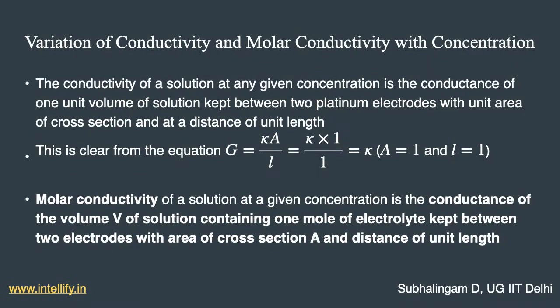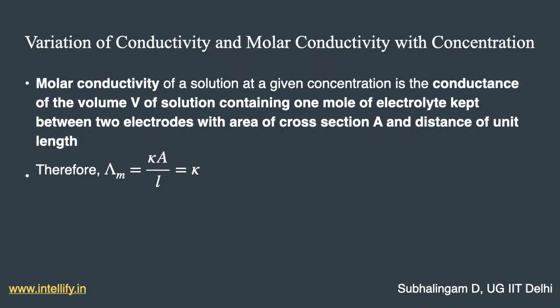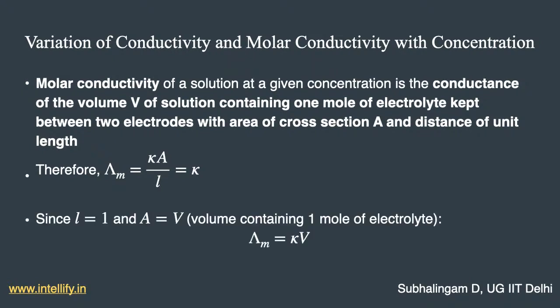Now molar conductivity for a solution at any given concentration is the conductance of the volume V of solution containing 1 mole of electrolyte kept between two electrodes with area of cross section A and distance of unit length. Therefore, lambda m is equal to kappa A by L, that is equal to kappa V, since L is equal to 1 and A is equal to V, where V is the volume containing 1 mole of electrolyte. So lambda m is equal to kappa V.